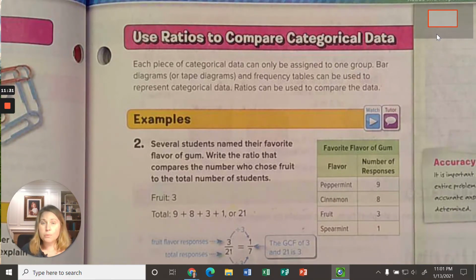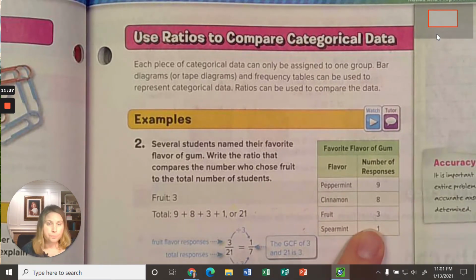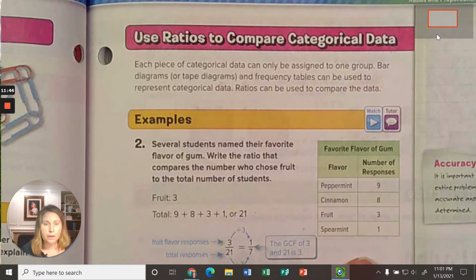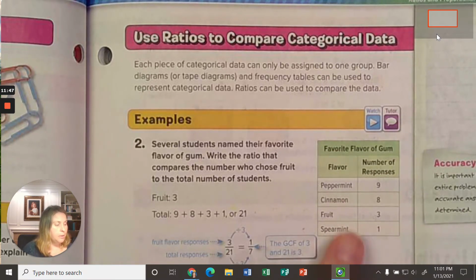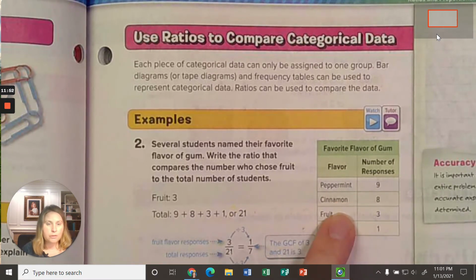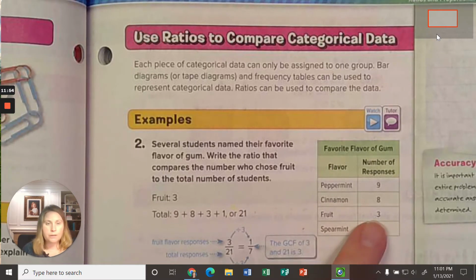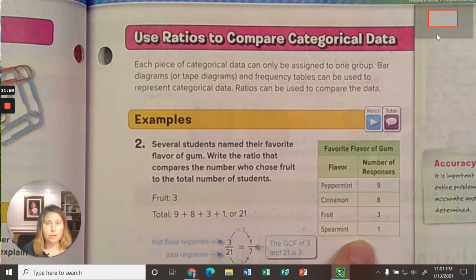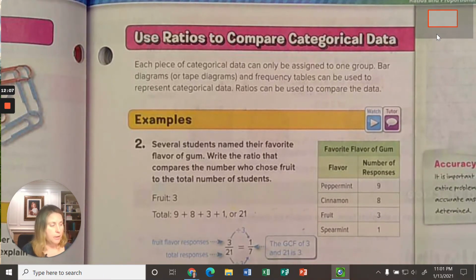Bar diagrams, also known as tape diagrams, and frequency tables. Frequency table sounds really intimidating, but it's not. It's just a table that tells how often or how frequently something happens. Nine people said peppermint was their favorite. Eight people said cinnamon was their favorite flavor of gum. Three people said fruit was their favorite flavor of gum, and one person said peppermint was their favorite flavor of gum. So when we say frequency table, this is all we're talking about, how frequently something happens.